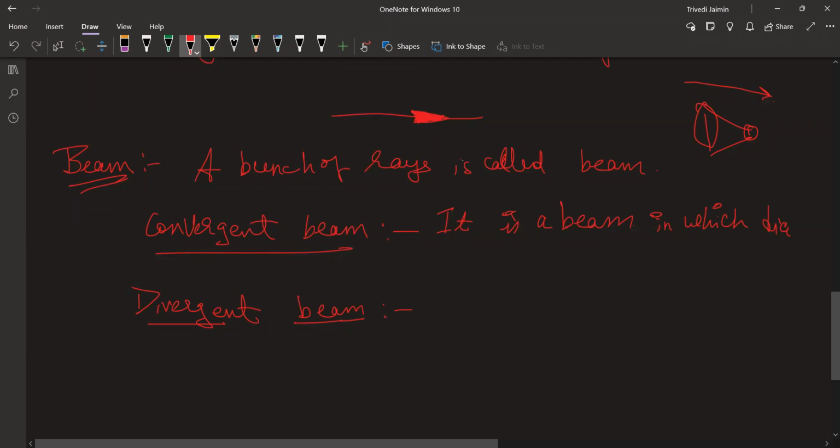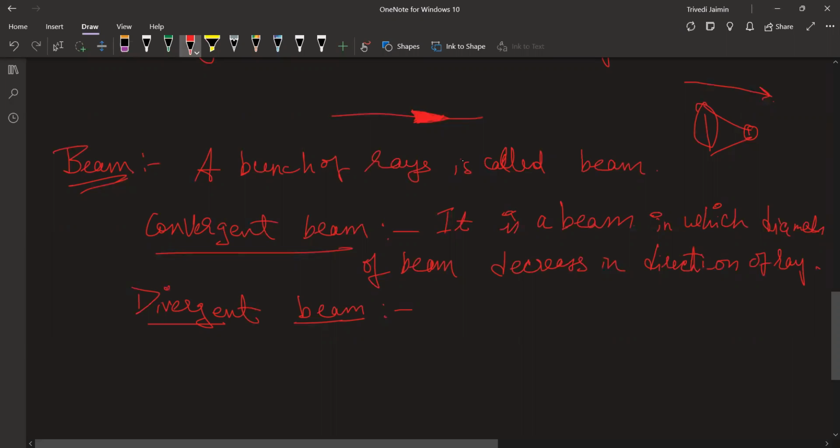It is a beam in which the diameter of the beam decreases in the direction of the ray.